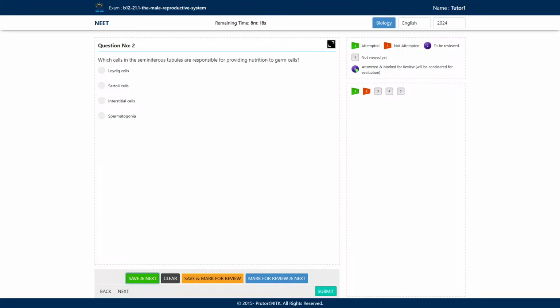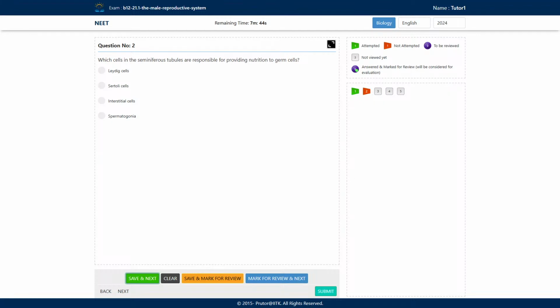Now next question, which cells in the seminiferous tubules are responsible for providing nutrition to the germ cells? So seminiferous tubules are the site of the synthesis of the sperms. Spermatogenesis occurs in seminiferous tubules. So on the inner side of the seminiferous tubules, spermatogonia are present as well as Sertoli cells are present. On the outside, the Leydig cells or the interstitial cells are present in the interstitial spaces.